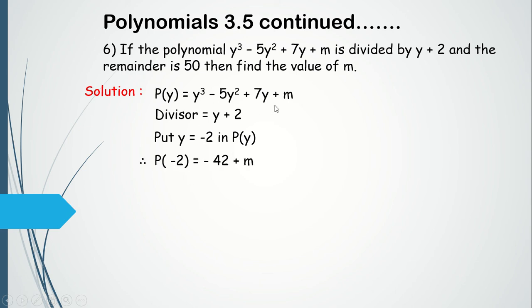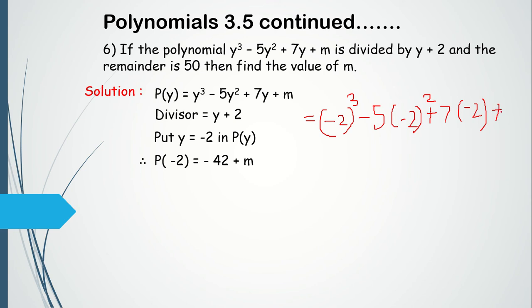When we solve this, we get the answer like this directly. If you want to know how it has come, what is done is, wherever there is y, we put minus 2. I hope everybody knows how to find the value of a polynomial in y now. So that's (-2) cube minus 5 into (-2) square plus 7 into (-2) plus m.